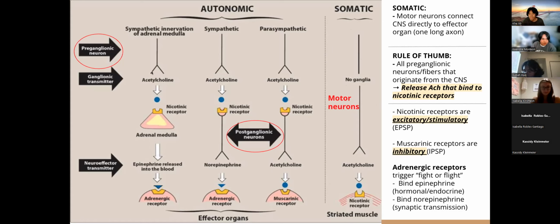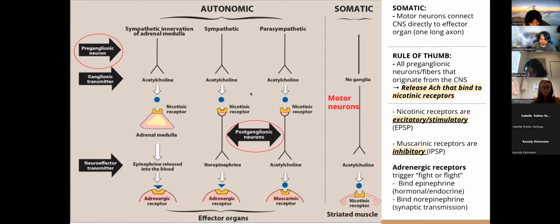In terms of preganglionic neurons and postganglionic neurons, this was also another question that I saw on the discussion board. Basically, preganglionic neurons directly originate from the central nervous system, right? They're going to be a set of neurons and fibers that originate from the central nervous system, and they're going to transmit signals to a target neuron through the release of neurotransmitters.